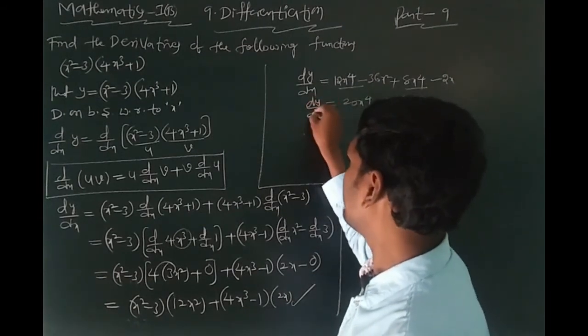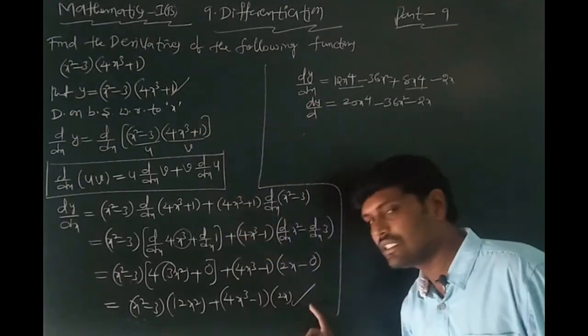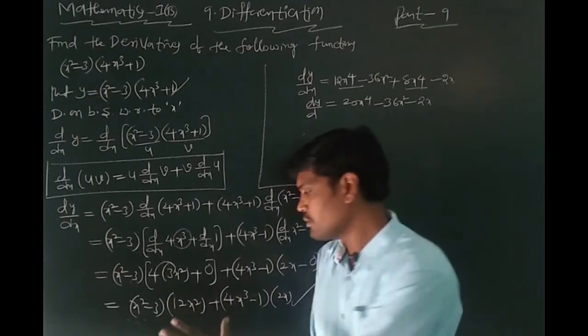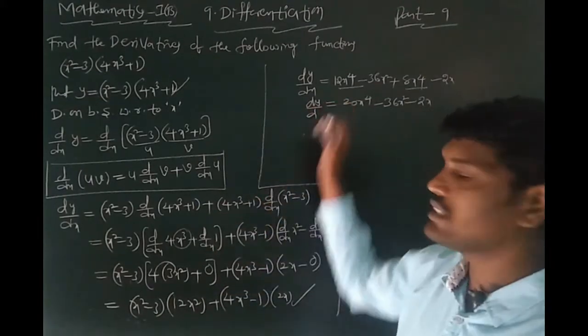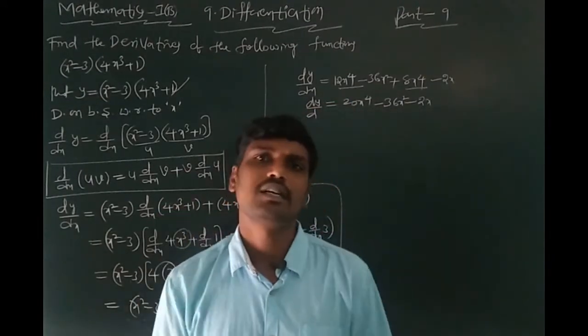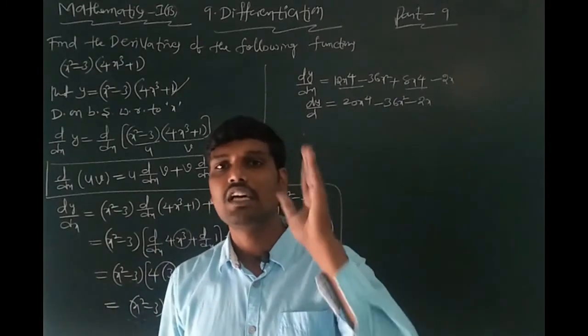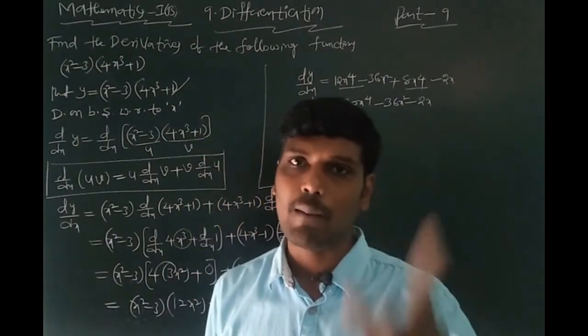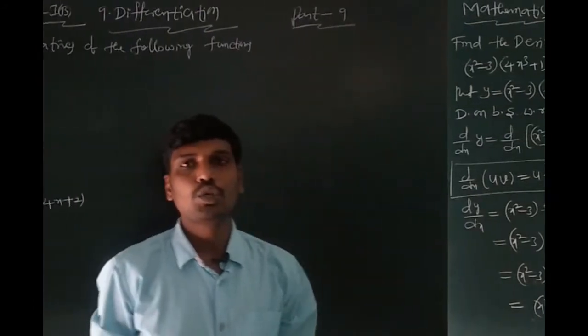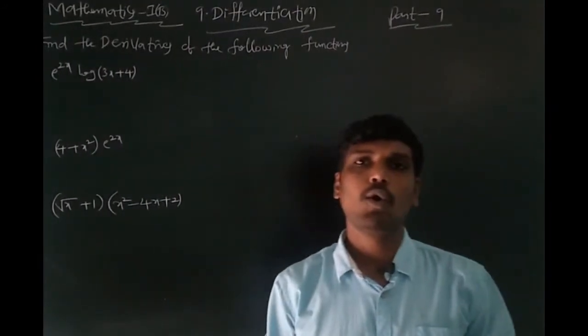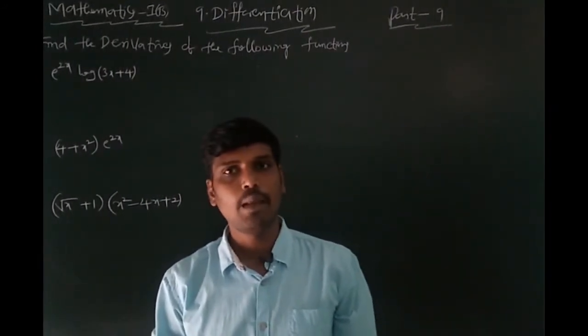This is the derivative of given function. This is also the correct answer. In some textbooks this answer is there, in some textbooks this answer is there. You can write any one answer, you get 2 marks. This is the UV formula model problem. Next, today's assignment problem or homework problem, previous problem model.